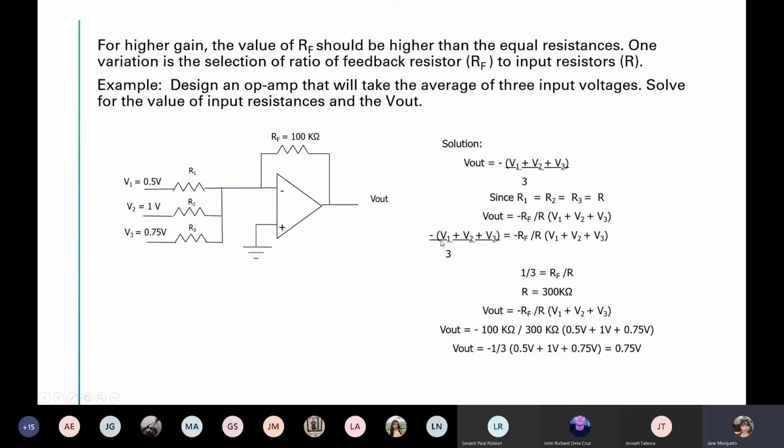So what will happen now? We'll just simply cancel this one: the negative (V1 plus V2 plus V3) and the negative (V1 plus V2 plus V3) here. Magka-cancel lang siya, di ba? So after cancellation of the input voltages, ang matitira na lang is 1/3 is equal to RF over R. Tama ba? Okay?